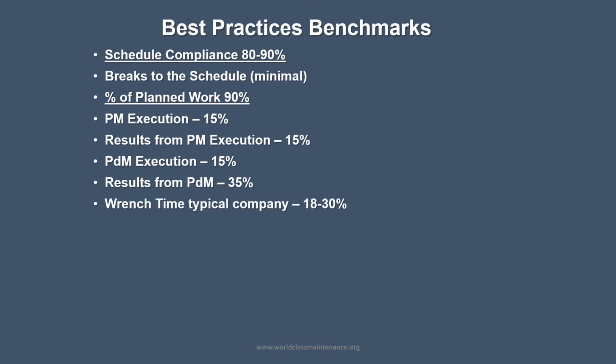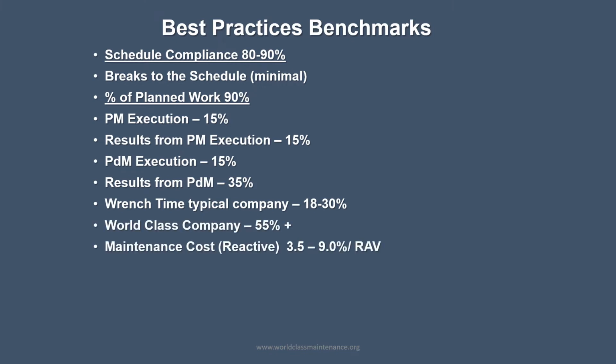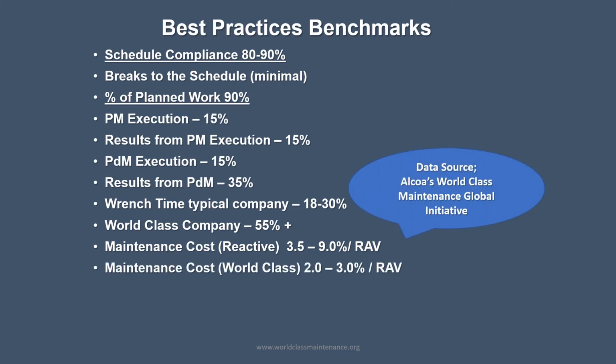Typical wrench time, as you see in most companies, is 18 to 30%. World class is 55% plus. A lot of difference. Maintenance costs we talked about: reactive is 3.5 to 9% RAV. World class maintenance is 2 to 3% RAV.